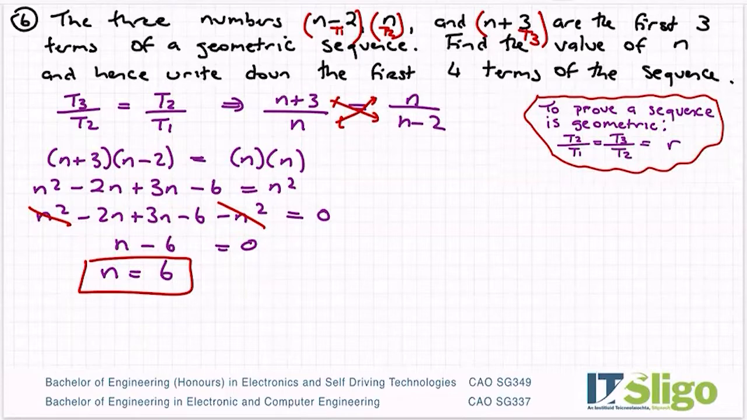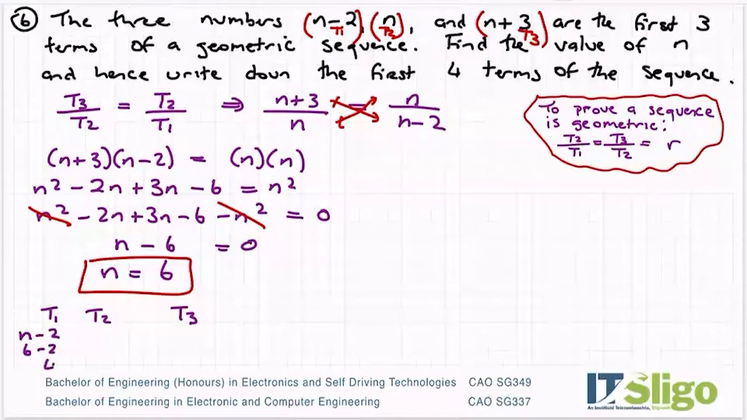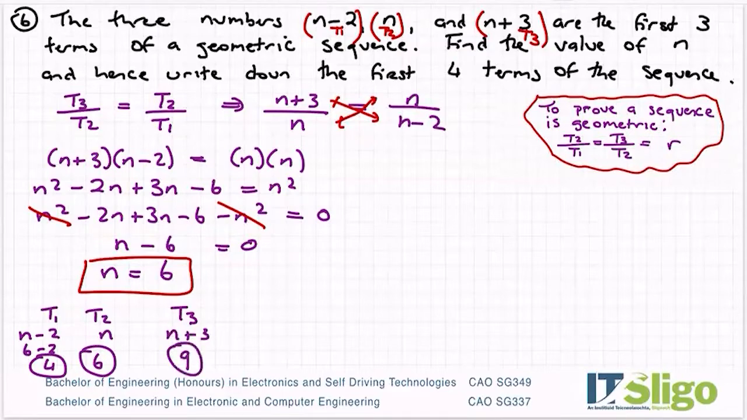Well, I have T1, T2, T3. The T1 was n - 2, which is 6 - 2, so it's 4. T2 was n, which is 6. T3 is n+3, so it's 9. Okay, so how do I work out T4?